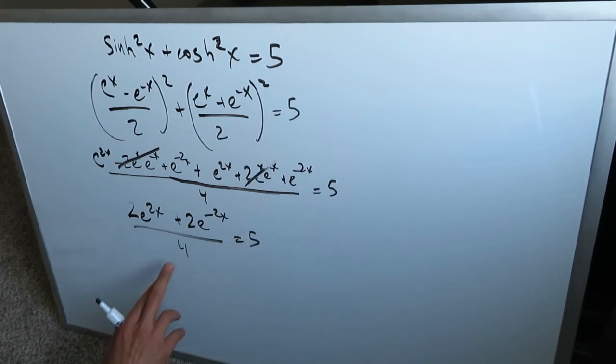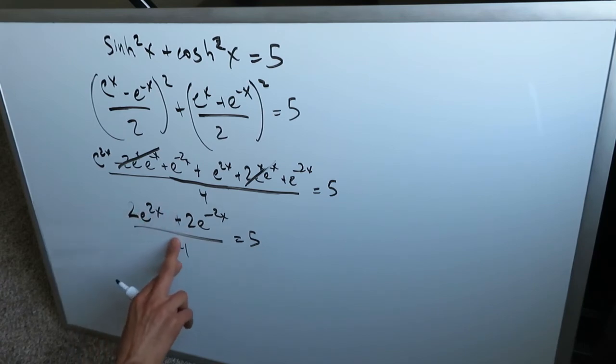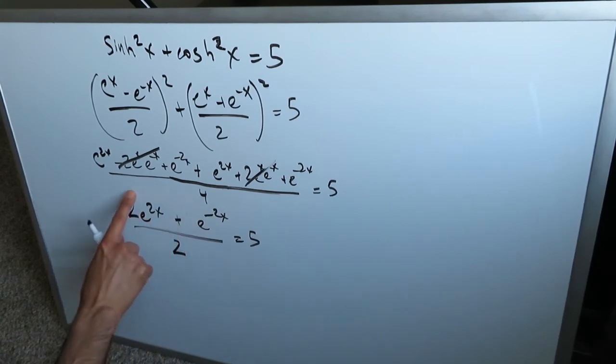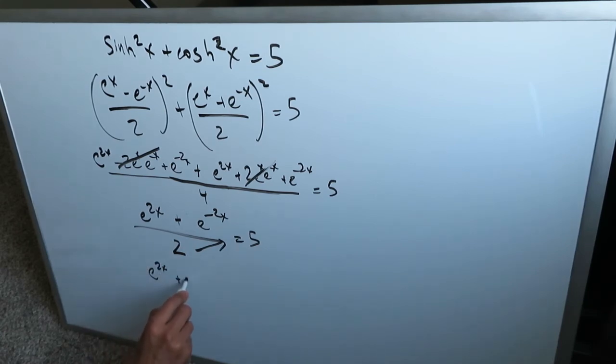Before I do anything else, I want to start simplifying things here. I have everything even numbers, 2s and 4s. If I cancel out the 4 and make it a 2, I can cancel out these 2s into 1s, because I took this entire part and multiplied by half. The 2s became 1s and the 4 became a 2. Nothing wrong with doing that. Take the 2 on the other side. You have e to the 2x plus e to the minus 2x is equal to 10.